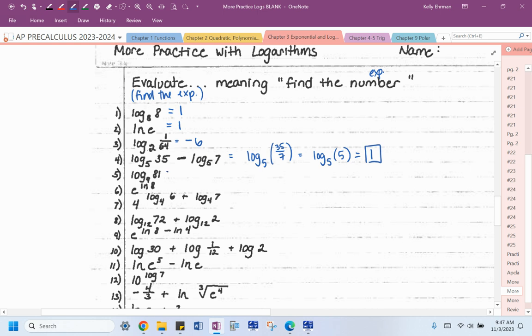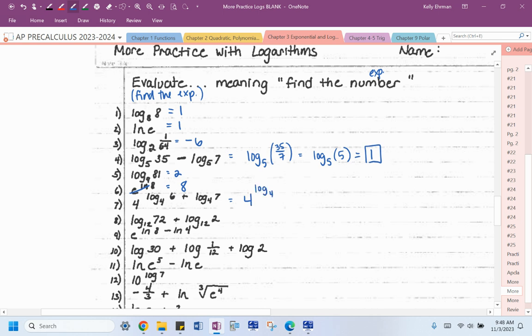9 to what power is 81? 2. e to the natural log of 8, that's one of our properties. A natural log inside of an exponent base e cancels out, so that's 8. Now that same rule doesn't apply if you have the addition of logarithms. You can have multiple logarithms in your exponent, so this should be 4 to the log base 4.